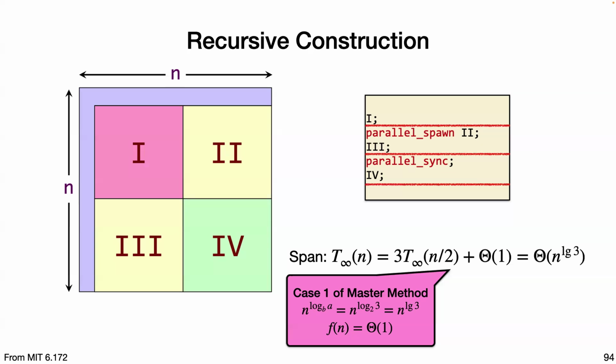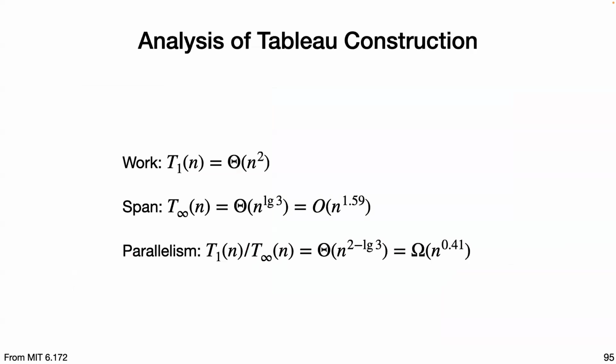Yes. So 1 contributes T infinity n over 2. 2 and 3 are happening independently, so together they contribute just a single T infinity n over 2. If you think of the cloud, it's 1 and then 2 like this, and then 1 again like that. There's 3 in this wavefront. Okay, so we have the work, which is n squared. We have the span, which is n to the log 3, and the parallelism, which is about n to the 0.4.